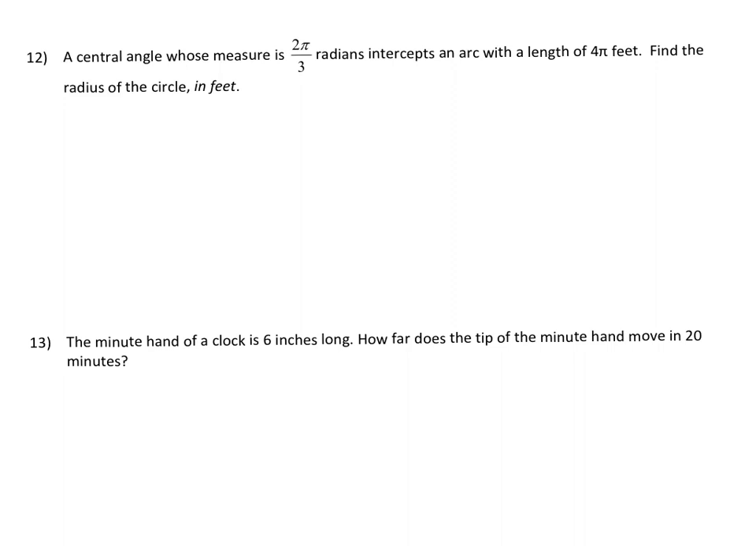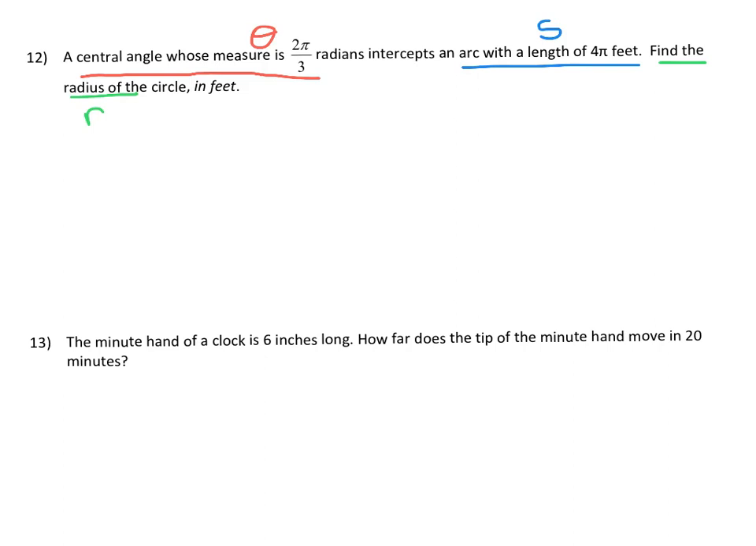Now number 12, if you prefer to draw out a picture, you can. If you don't prefer to draw out a picture, you don't have to. You can read the problem and say, all right, they tell me here the central angle measures 2 pi over 3. So that's telling us what theta is equal to, right? The central angle. Then it says it intercepts an arc with a length of 4 pi feet. So they're saying the arc length is 4 pi feet. So doesn't S represent our arc length? And they're saying to find the radius. So that means find R. That's what we don't know.